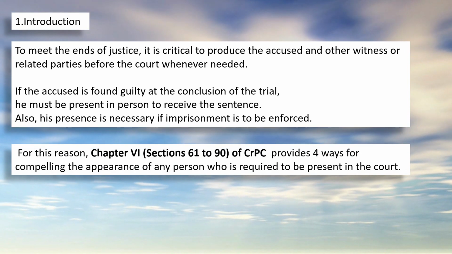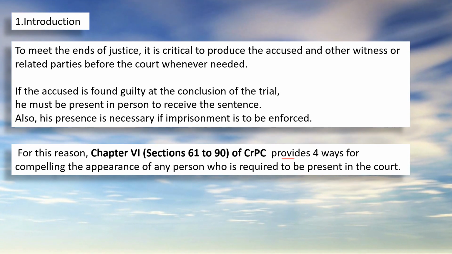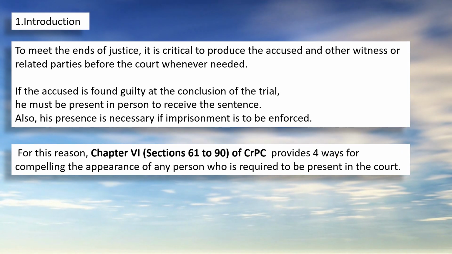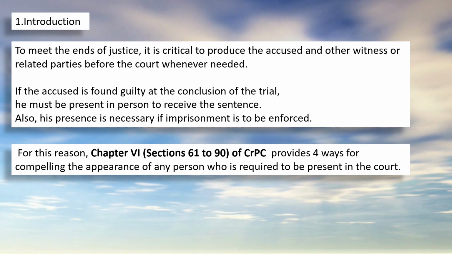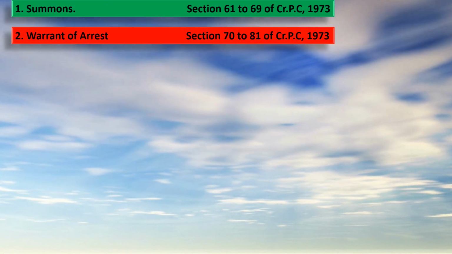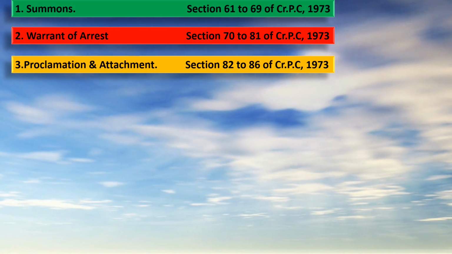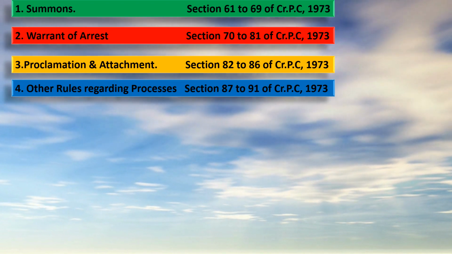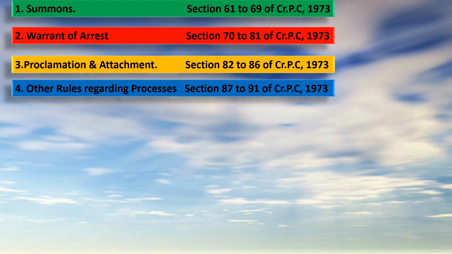For this reason, Chapter 6, Section 61 to Section 90 of Criminal Procedure Code provide four ways for compelling the appearances of a person who is required to be present in the court. What are these four ways? The first one, summons, section 61 to 69. Second one, warrant of arrest, section 70 to 81. Third one, proclamation and attachment, section 82 to section 86. And the fourth one, other rules regarding processes given under section 87 to section 90 of Criminal Procedure Code.